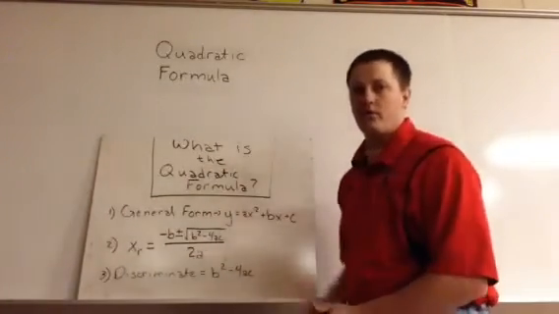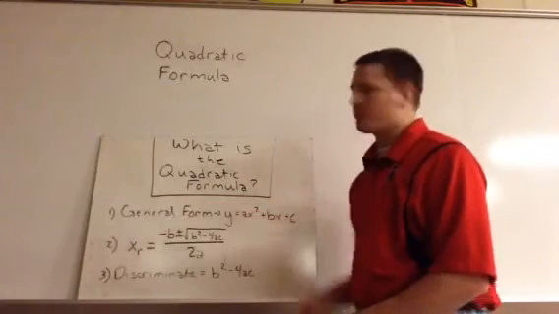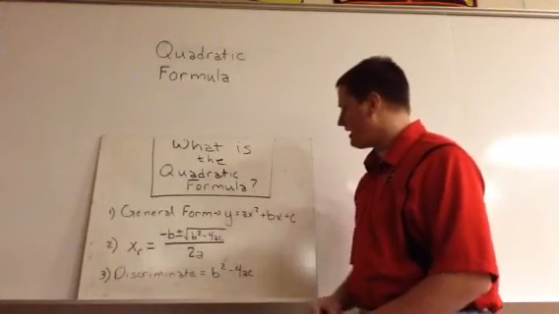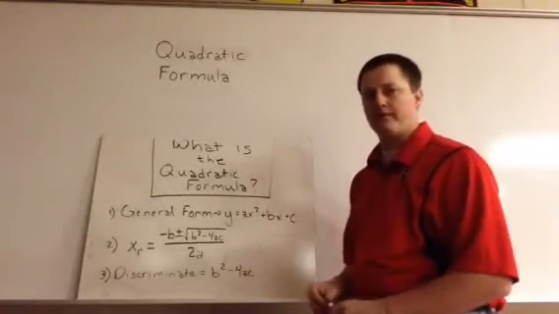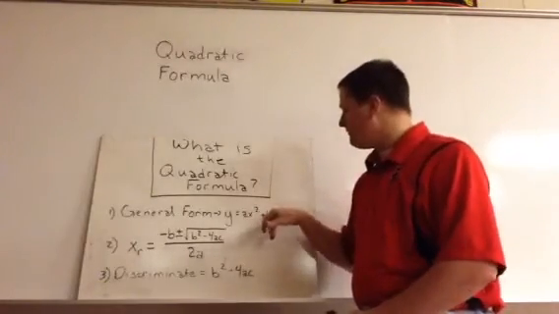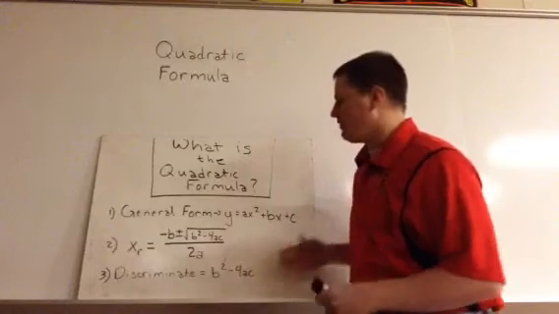So, what is the quadratic formula? Well, to use the quadratic formula, first we need general form, which is y equals ax squared plus bx plus c. The a value is always what's in front of our x squared, the b value is always what's in front of our x, and the c is always what's on its own.